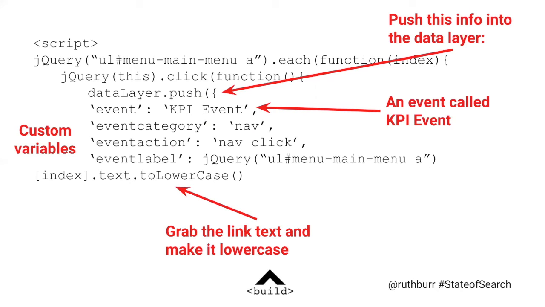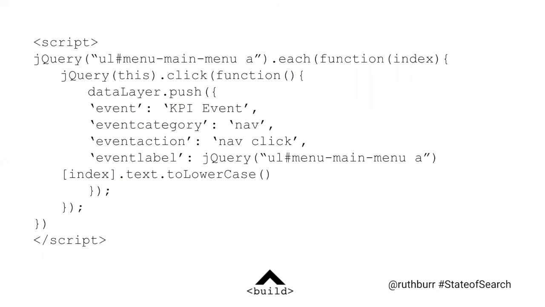Some of them I'm actually grabbing the text of the link dynamically and populating the variable with that. And then I close up all of my tags. And so what I've done is I've pushed a KPI event, a Google Analytics event, into the data layer. At this point, I haven't actually tracked anything because you can't just push things into the data layer, you have to get them back out in order to track them.